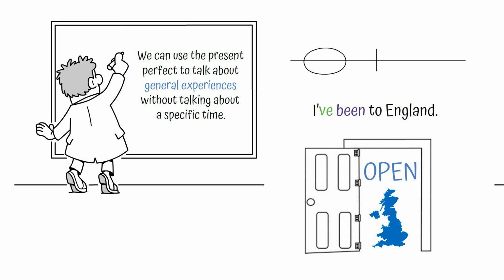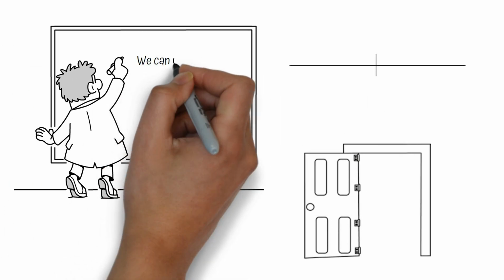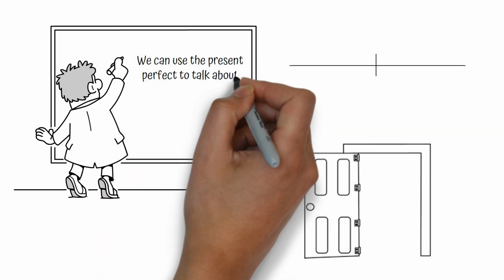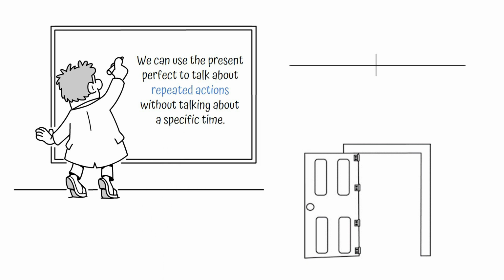Why is this event open? The door is not closed, it is open. So I can use the door again and travel to England now or in the future. If I go to England 2 times, you can say, I've been to England twice. That brings me to my next example. We can use the present perfect to talk about repeated actions without talking about a specific time.